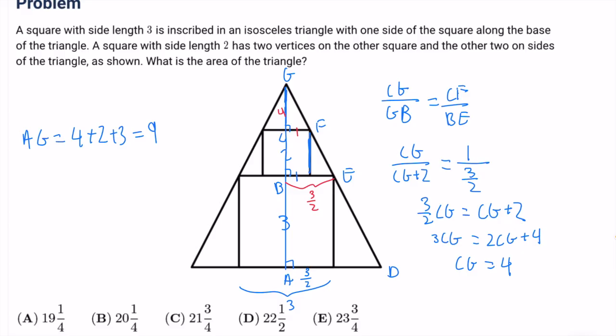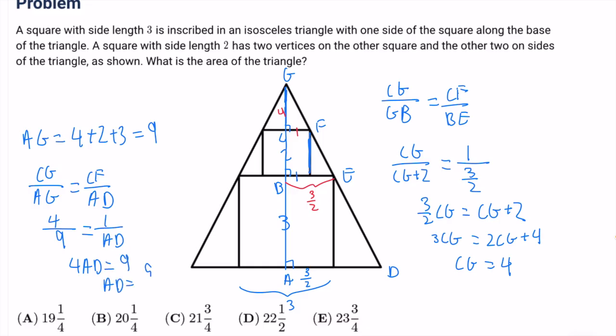And then we can do side ratios again to figure out what AD is, because once we know AD, we can find the area of the whole triangle. So I'm just going to use the smaller triangle CGF again. CG over AG is equal to CF over AD. CG we know is 4, AG we just figured out is 9, and CF we already know is 1, and we are trying to figure out AD. So we just figured out that AD is 9 over 4.